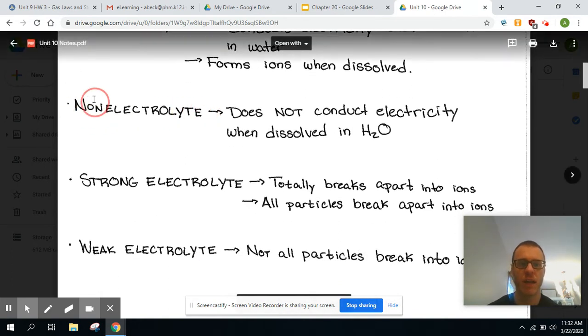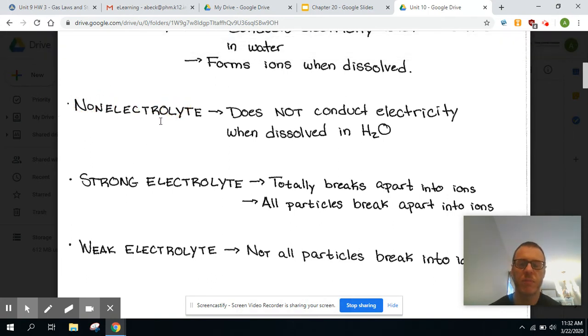A non-electrolyte does not conduct electricity when it's dissolved in water. The example that I always use for a non-electrolyte is sugar. Sugar does not generate any ions. It's not an ionic compound. It can't conduct electricity when it's dissolved in water.